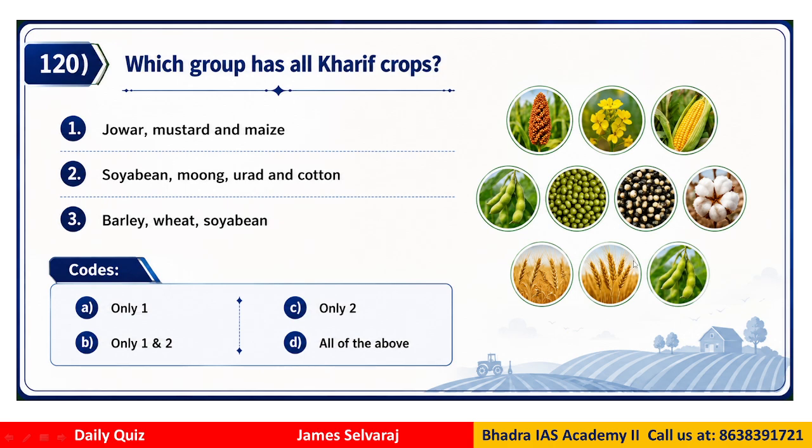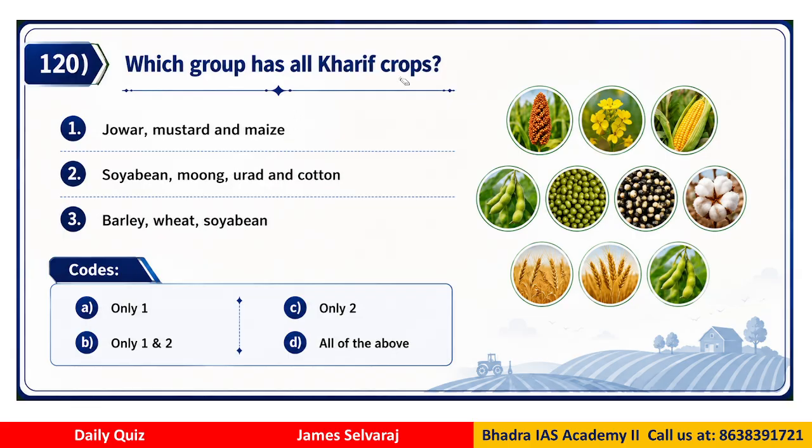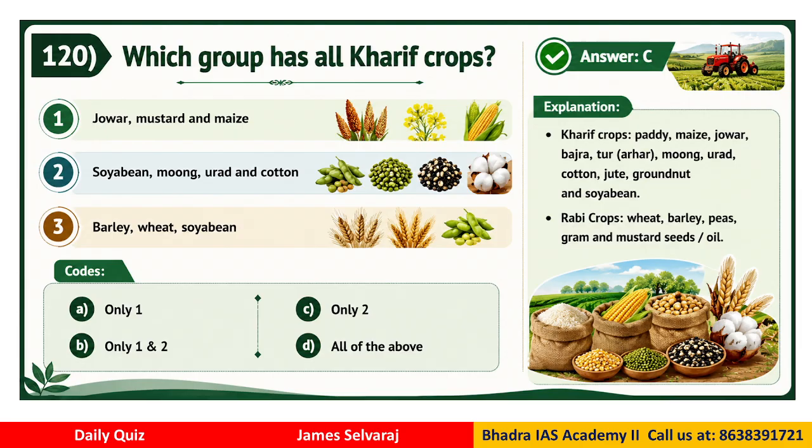Okay. 120. Which group has all the kharif crops? These kinds of questions can be asked from agriculture. We have jowar, mustard and maize; soya bean, moong and cotton; barley, wheat and soya bean. Which correct pair has all the kharif crops? What is the answer? This is tricky. These kinds of things you have to be very clear about. The answer is C, where we have all the kharif crops.